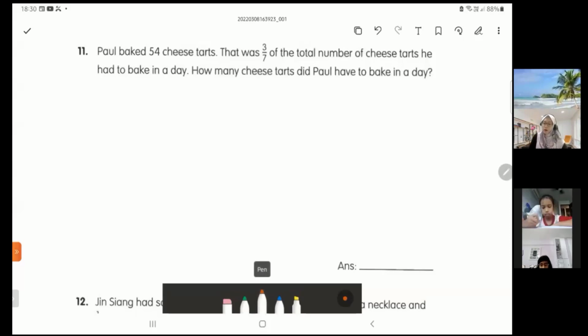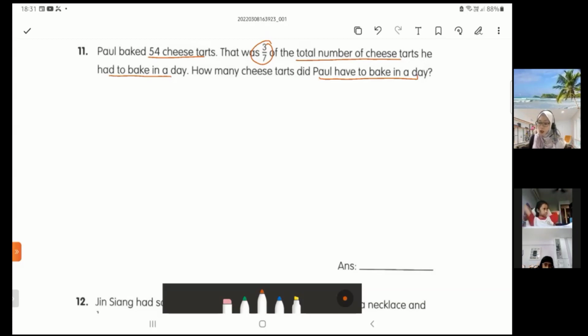Okay, Paul baked 54 cheese tarts. This is what he baked. That was 3/7 of the total number of cheese tarts he needs to bake in a day. It means in one day he has to bake a total number of cheese tarts like that, but he only baked a portion of it. And that portion that he baked is only 3 parts. Remember, when I say parts, it's also 3 units. Okay? Just remember that. How many cheese tarts did Paul have to bake in one day? It means I want to know the whole number of cheese tarts he needs to bake.